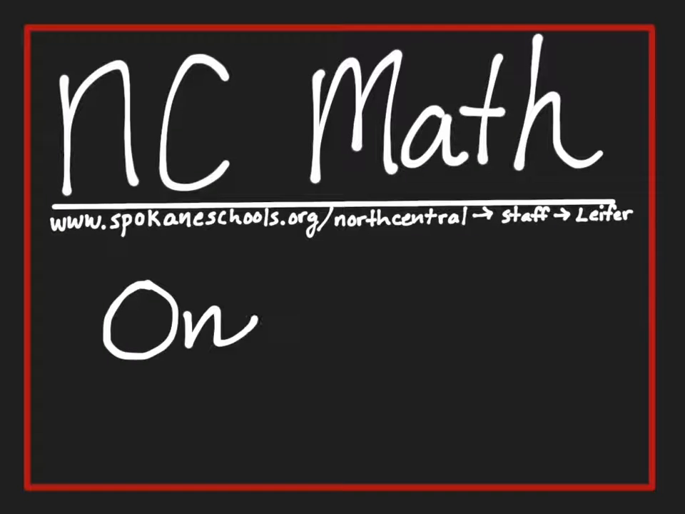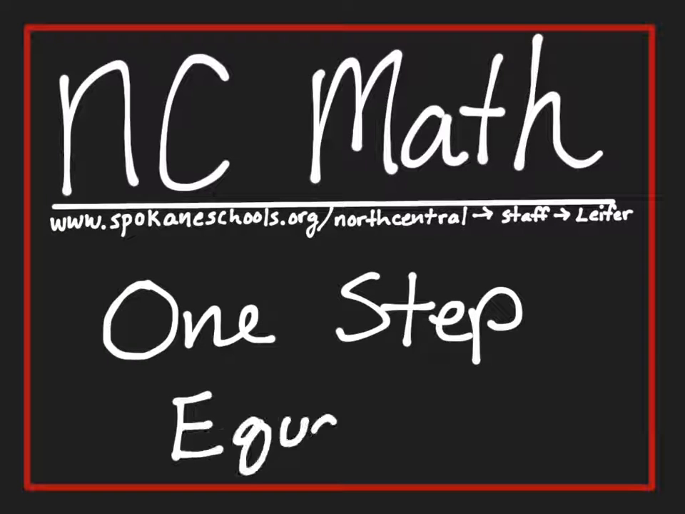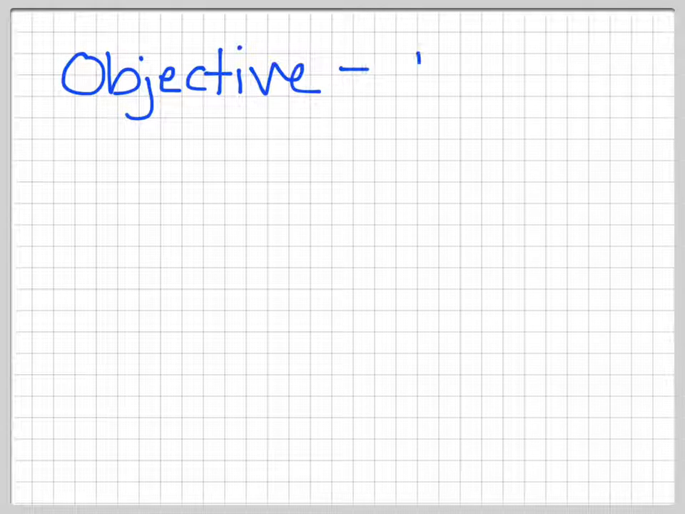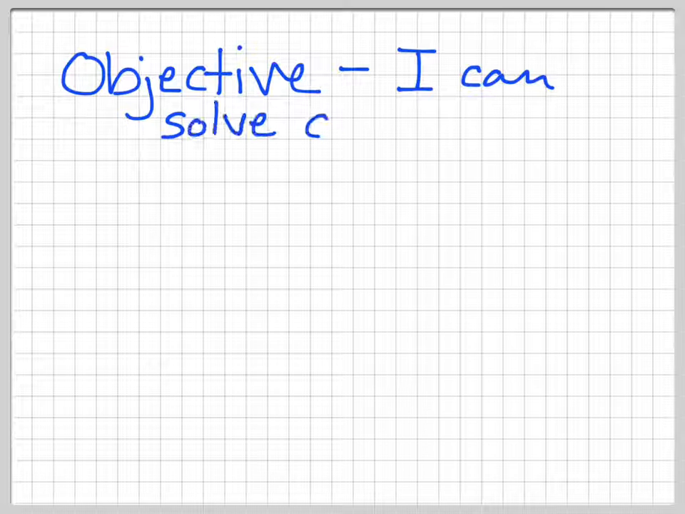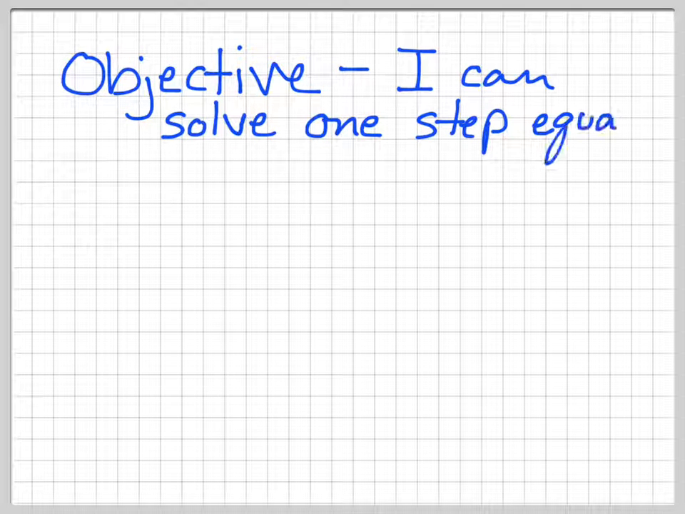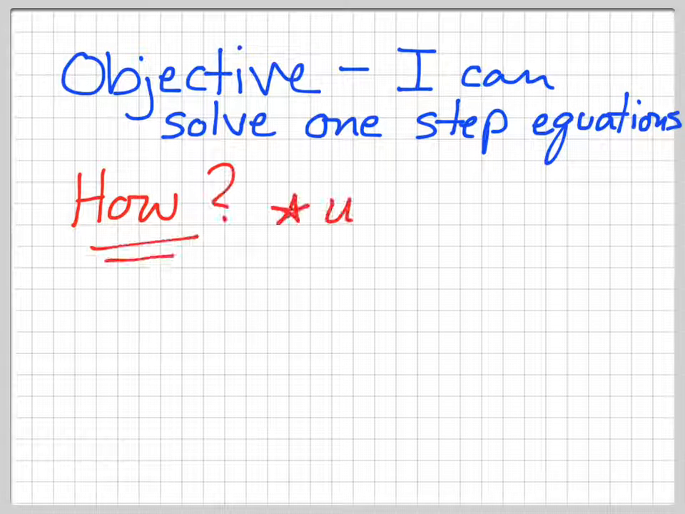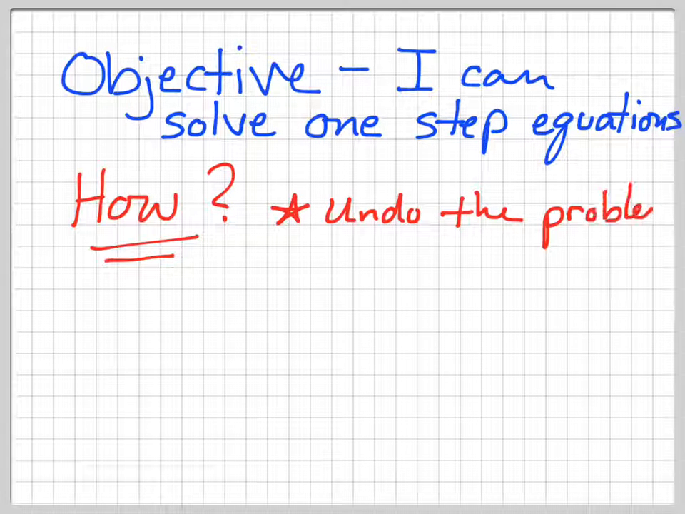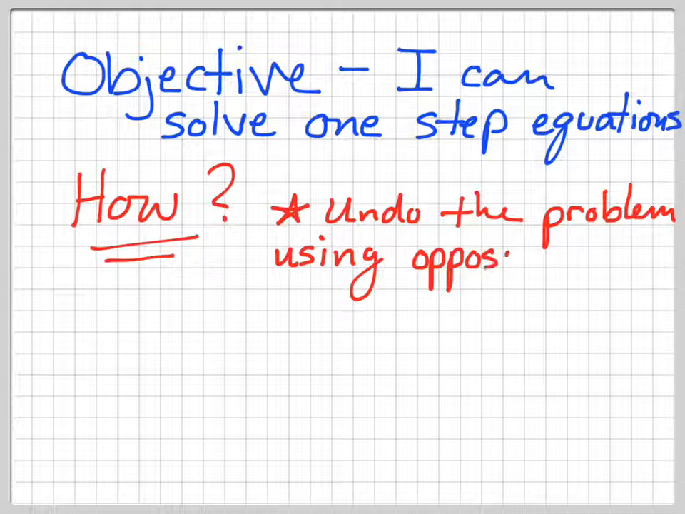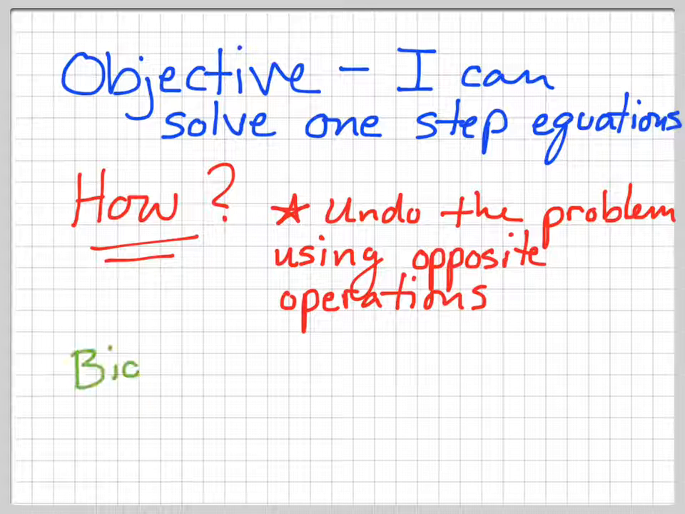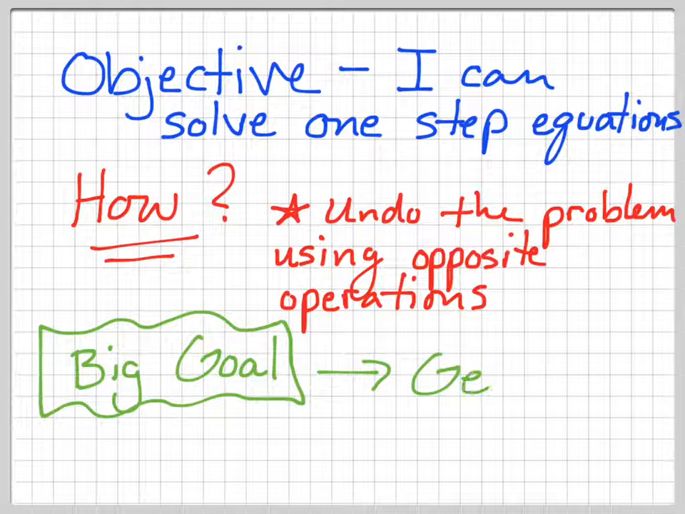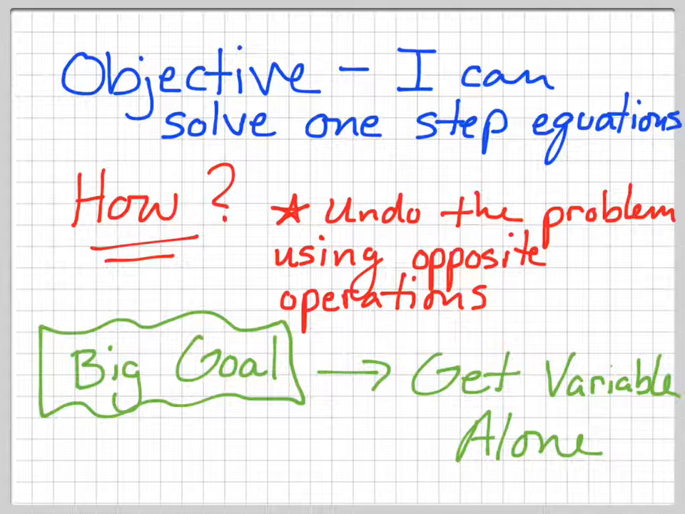Okay, our lesson today is on one-step equations. And the objective is, I can solve one-step equations. And you might be asking yourself, well, how are we going to do this? We're going to undo problems using opposite operations. And our big goal for the day is we want to get the variable alone. And that'll make more sense as we start to go through the problems.